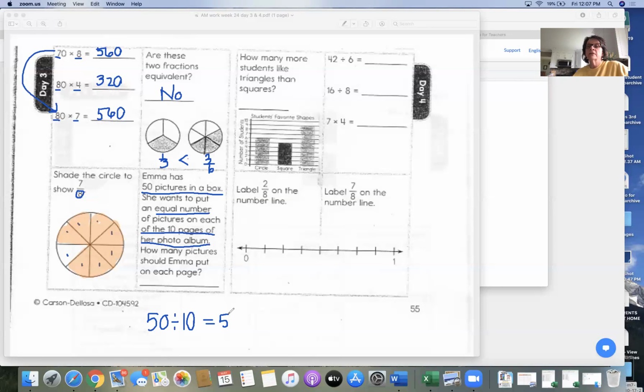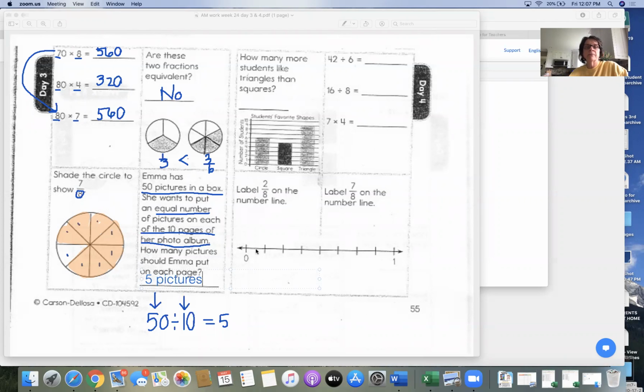In order to get my answer, remember with division, you can skip count. So I could skip count by 10 until I get to 50 using your fingers. So 10, 20, 30, 40, 50. My answer would be 5. So how many pictures should Emma put on each page? I'm going to use my texting feature here. It's a little bit quicker. And I'm going to type 5 pictures.